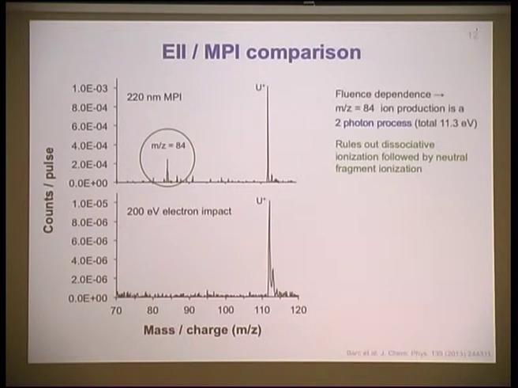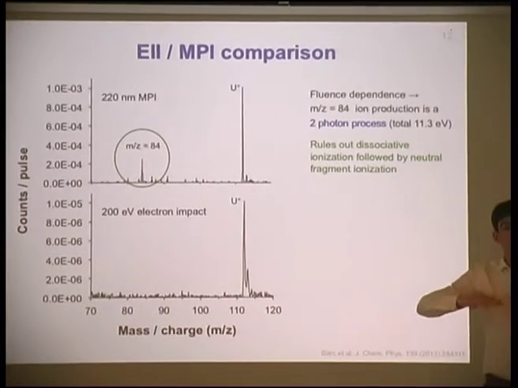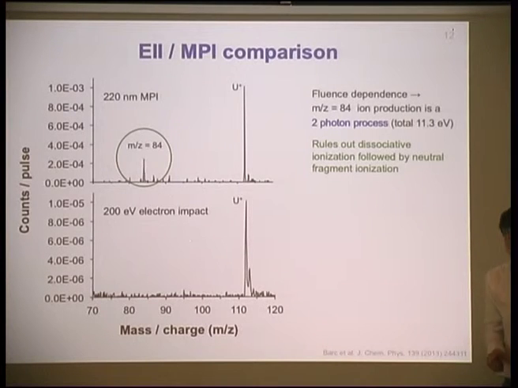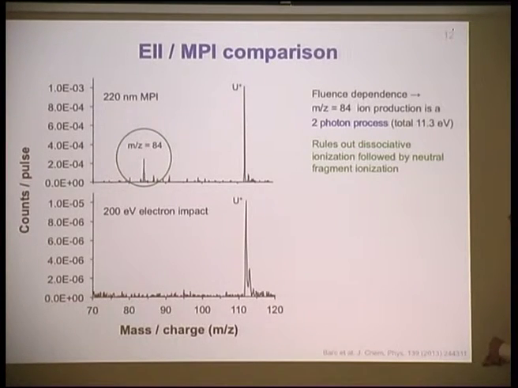And we checked, there's a trick you can do: you can look at the signal intensity as a function of your laser fluence, and use this to derive how many photons were absorbed in your multiphoton ionization process, and it's a 2-photon process. So this rules out that we've got dissociative ionization of the molecule and then we're ionizing one of the fragments, and that's why we've got this new peak. It really is a 2-photon process which is dependent on some process that's taking place in the electronic excited state.